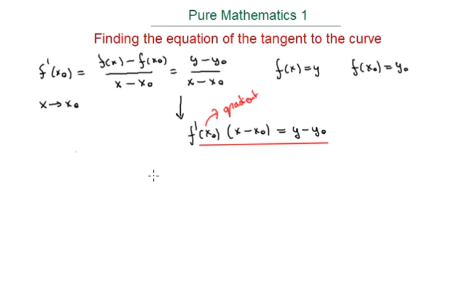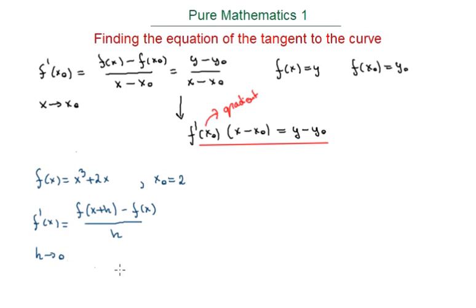We'll take the case of a function f(x) which is equal to x cubed plus 2x. And for this, we'll want not only the gradient of the tangent to the curve in the point where x0 is equal to, let's say, 2, but we'll also want the equation of the tangent. And we'll use the second form of the same definition for the derivative that we've learned in the previous lesson, which told us that the derivative f'(x) is equal to (f(x plus h) minus f(x)) over h when h tends to 0.